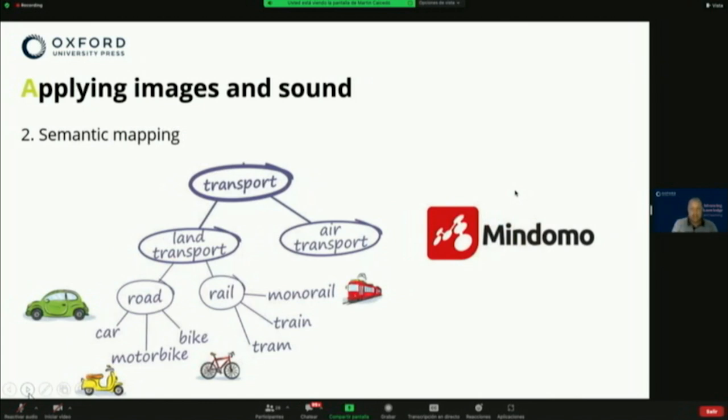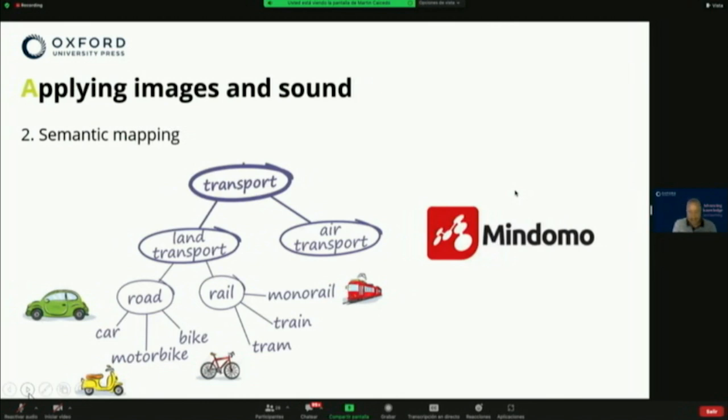Semantic mapping is sub-strategy number two, part of applying images and sound. Again, let's go back to our mind map, to our first association of words, but now we add images. We are talking about our students using more than one sense, more than one learning style, if you wish, to start making associations. I wanted to talk to you about Mindomo.